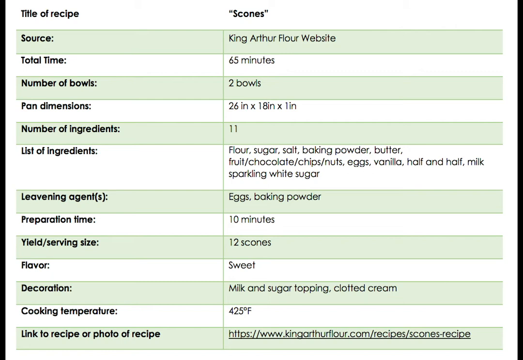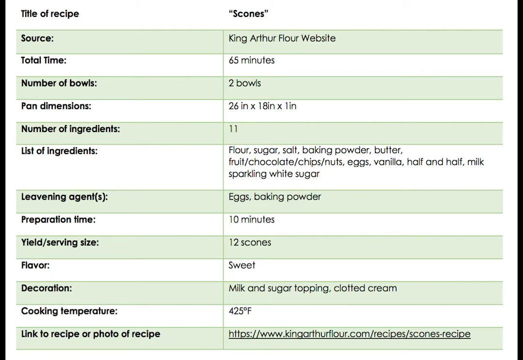The list of ingredients here is also pretty clear, although you do have to reserve some milk and sparkling white sugar for the decoration, as you can see under the decoration attribute and value. The flavor is sweet, but you can also make scones savory, so you can do like a cheese and chive or something like that.